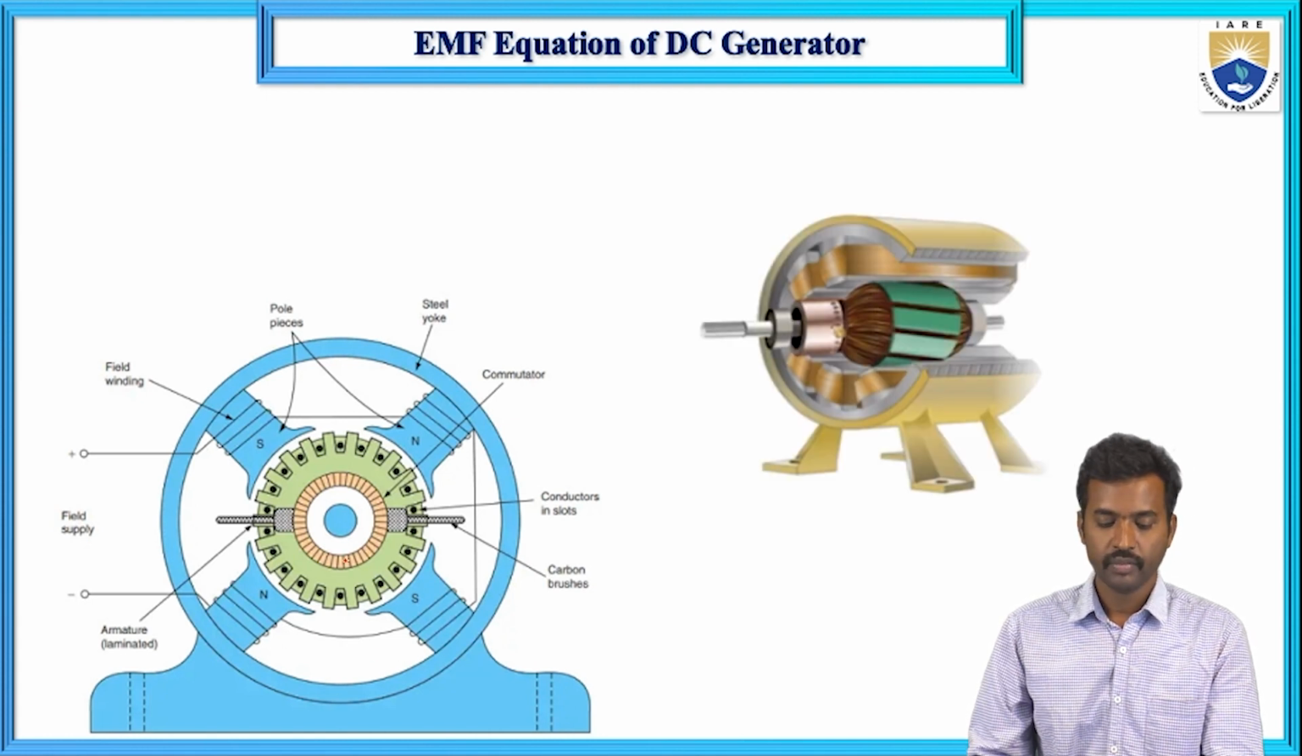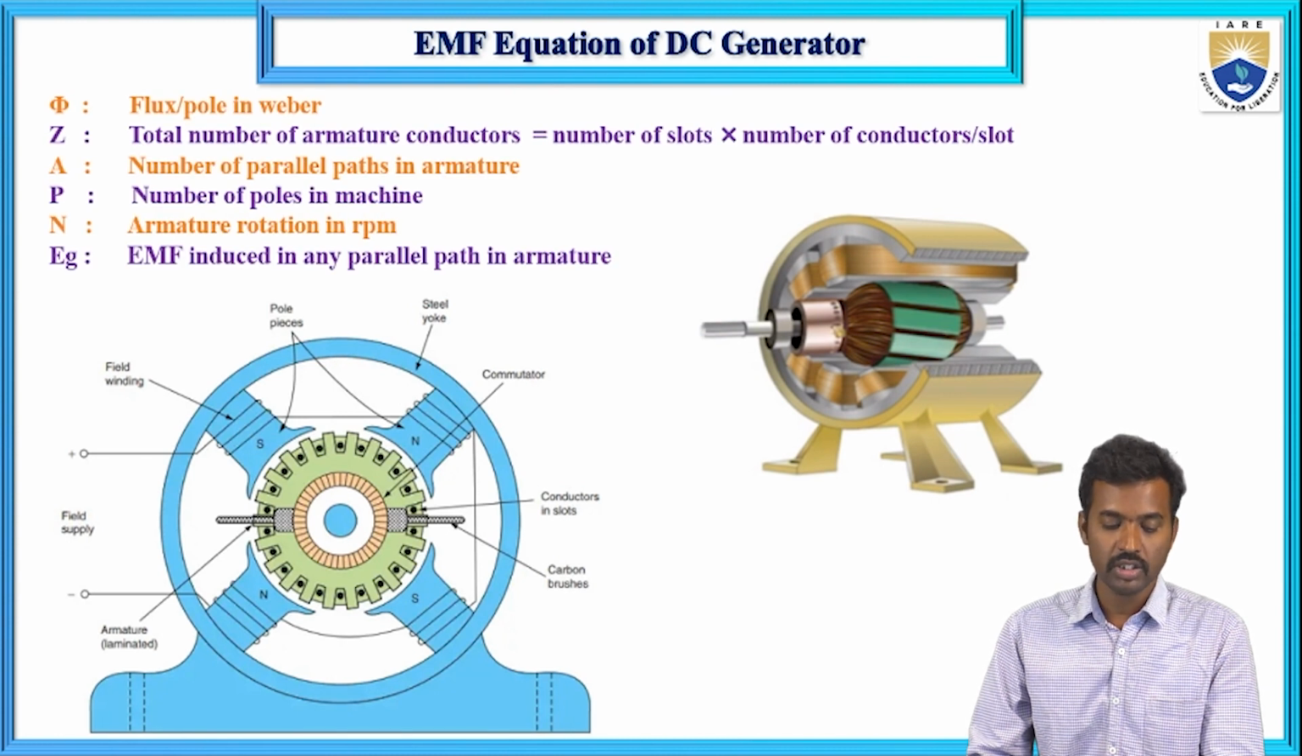Now here, this is a three-dimensional picture of a DC generator. The construction of a DC generator and a DC motor is the same, but the working principles are different. The machine which converts mechanical energy to electrical energy is the DC generator, and the machine which converts electrical energy to mechanical energy is the DC motor.